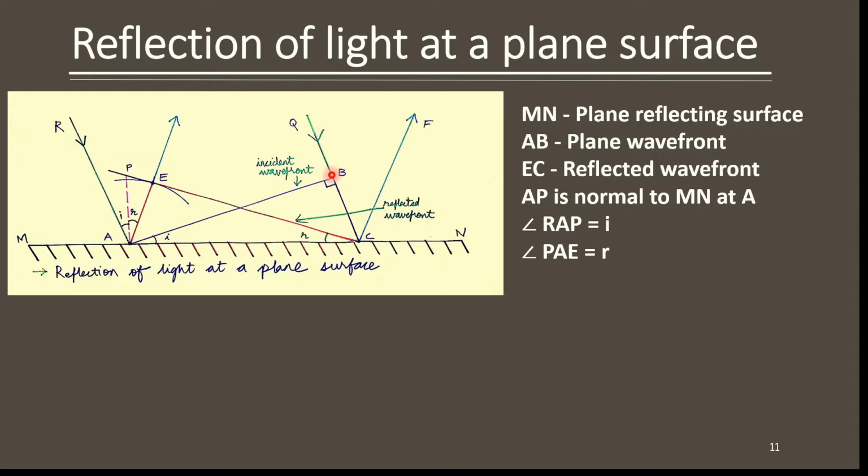Let us assume that AB touches the reflecting surface at A at time t equal to 0. Initially, only A touches the reflecting surface. Point B will take some time to reach C. As the wavefront is obliquely incident, the point B will touch the reflecting surface at C after time t equal to t.